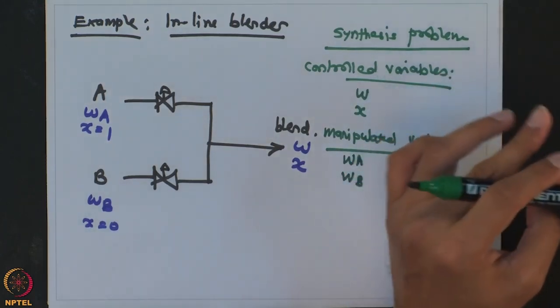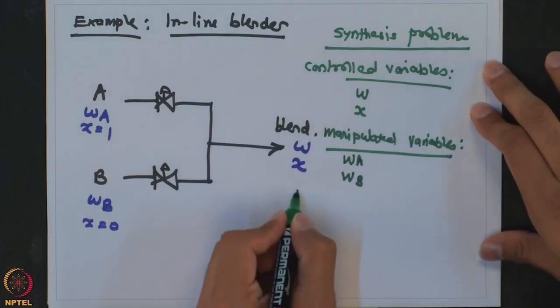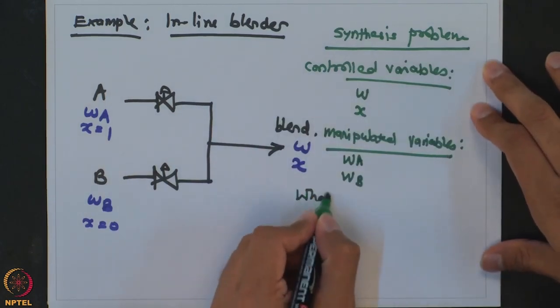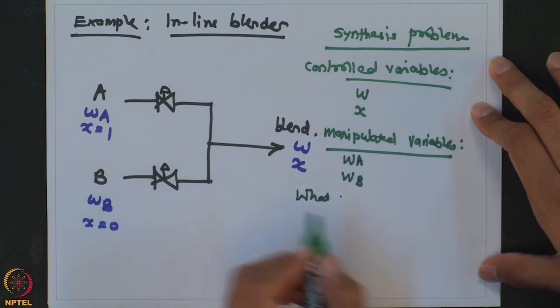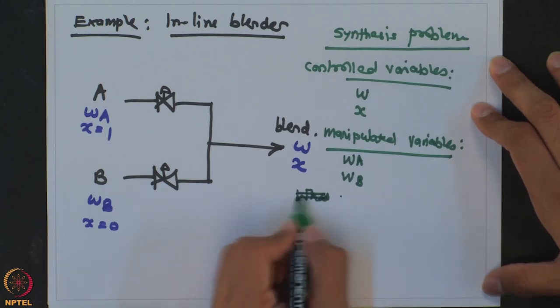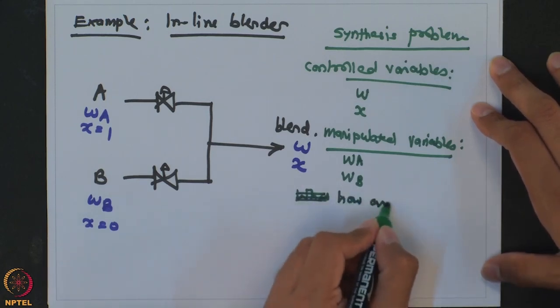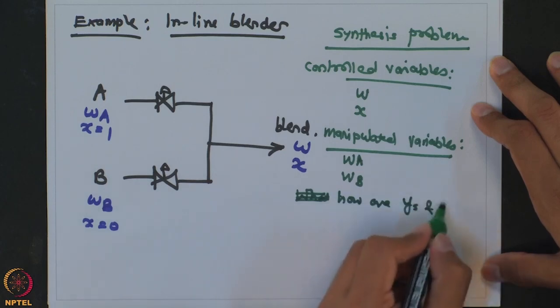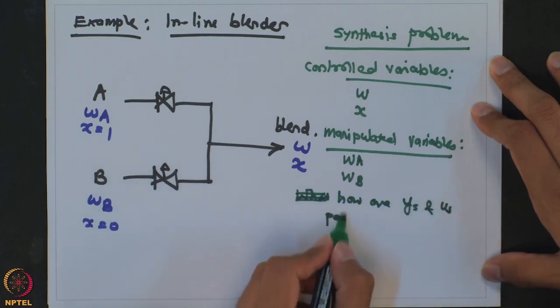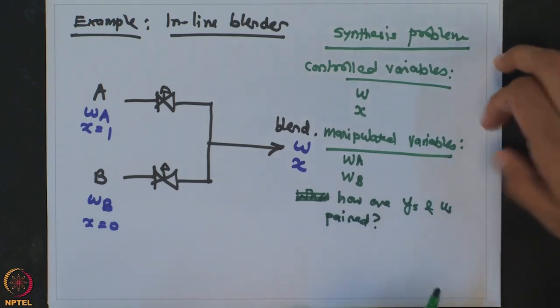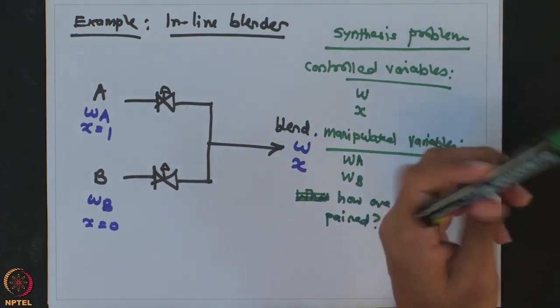And then the last question which we have to ask is how are these two Y's and U's paired. So I would ask you to pause this video for a bit and try to figure out, if these are the two controlled variables and these are the two manipulated variables, what are the different ways in which we can implement a controller.